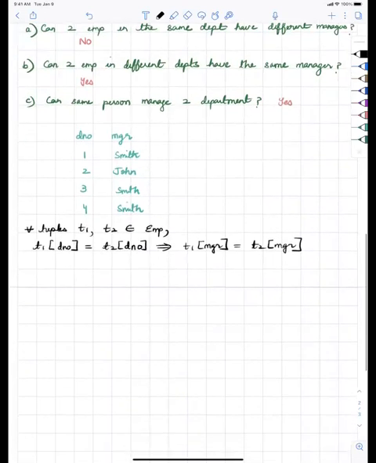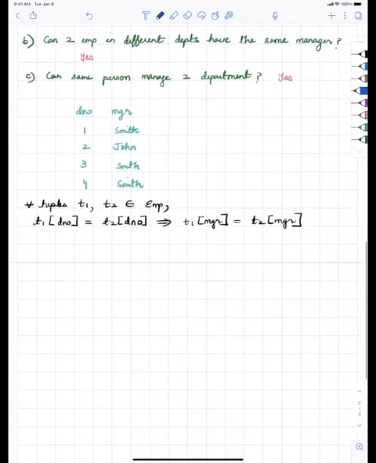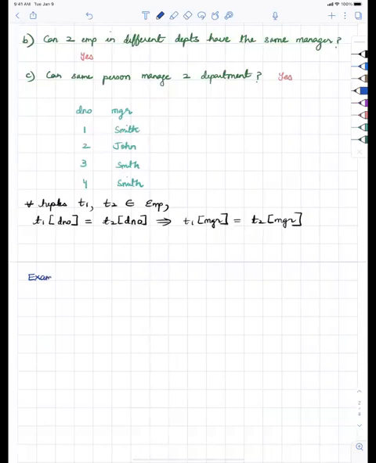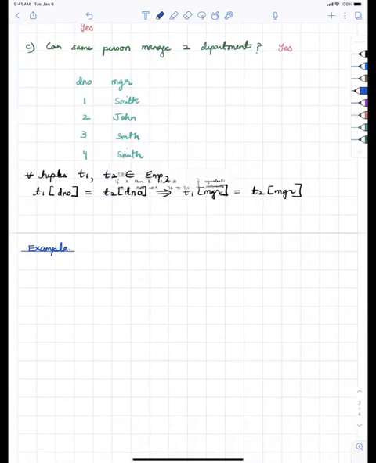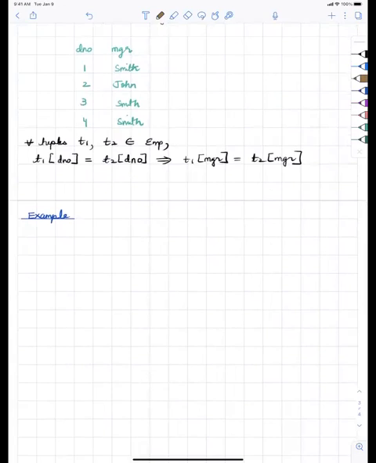So let's look at some examples. Okay, so we have this table with 3 columns, A, B, and C. I want you to look at this table and see if you can answer the following questions.